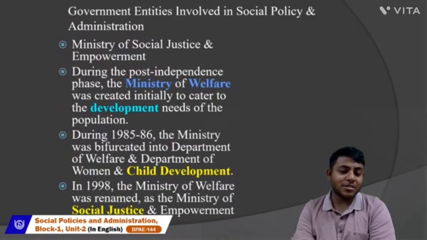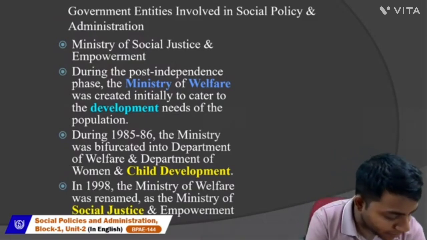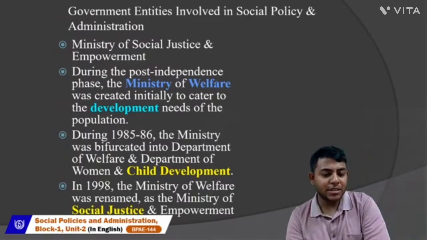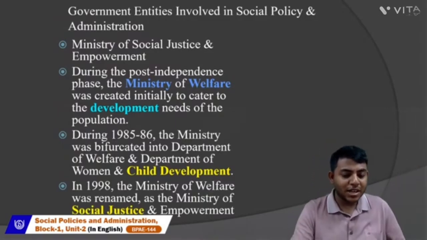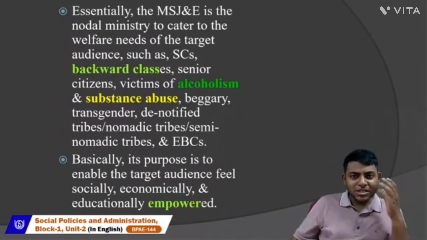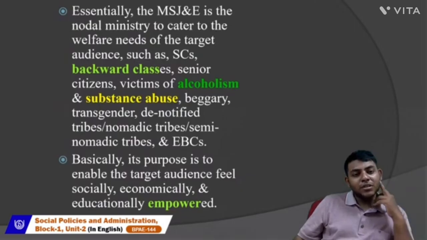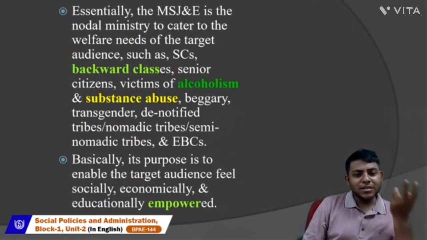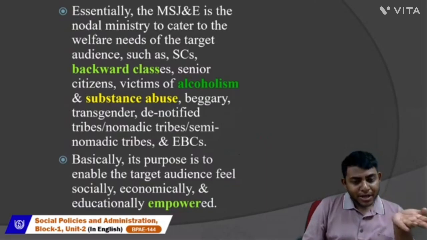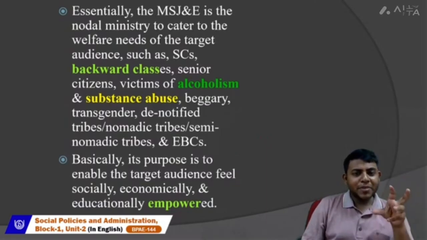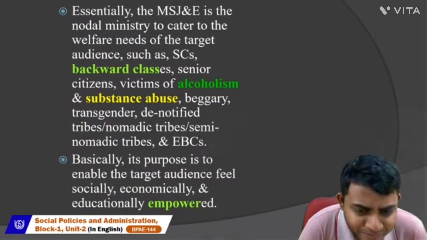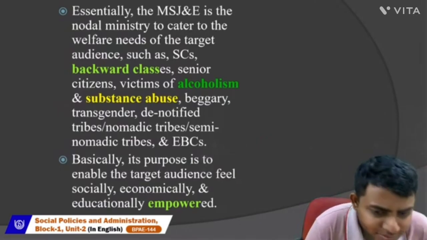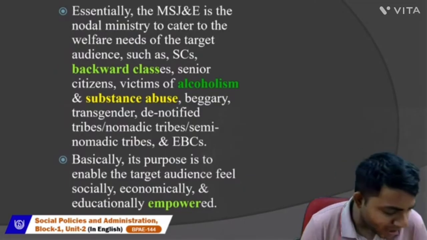And during 1985-1986, the ministry was bifurcated. This Ministry of Welfare was bifurcated into Department of Welfare and Department of Women and Child Development. So in 1998, the Ministry of Welfare was renamed as the Ministry of Social Justice and Empowerment. And essentially, it is a nodal ministry to cater to the welfare needs of the target audience, such as the scheduled caste, the backward classes, the senior citizens, the victims of alcoholism, substance abuse, beggary, the transgender community, the denotified nomadic and semi-nomadic tribes, as well as the economically backward classes. So basically, the purpose of the ministry is to enable the target audience to feel socially, economically, and educationally empowered.